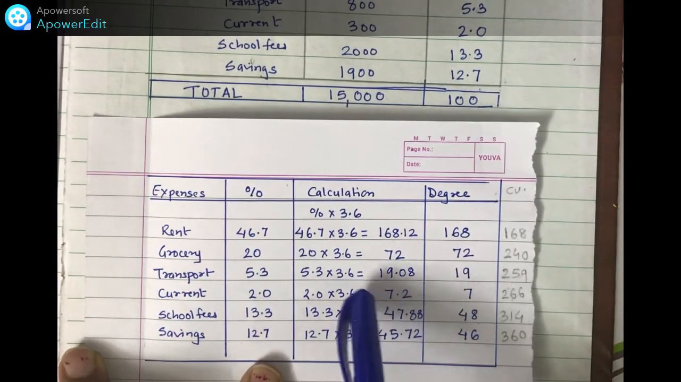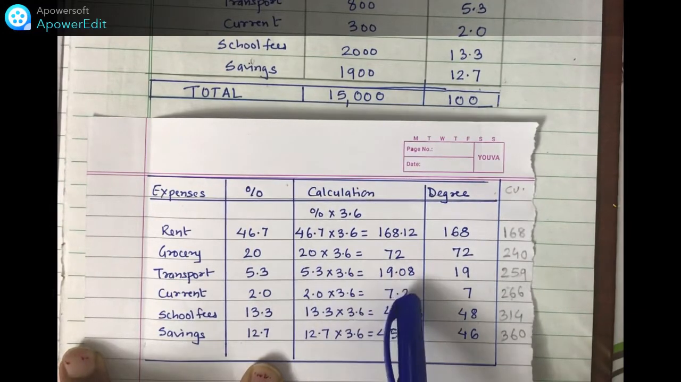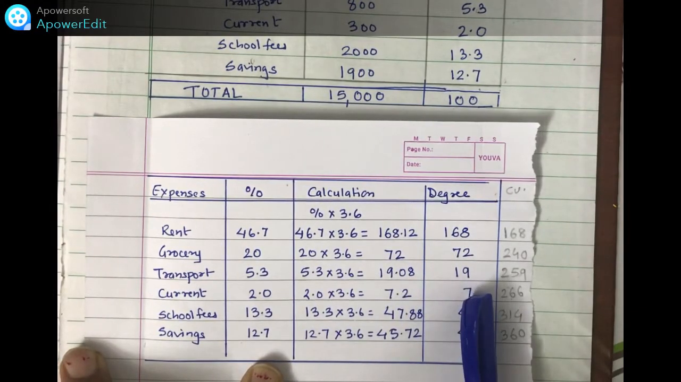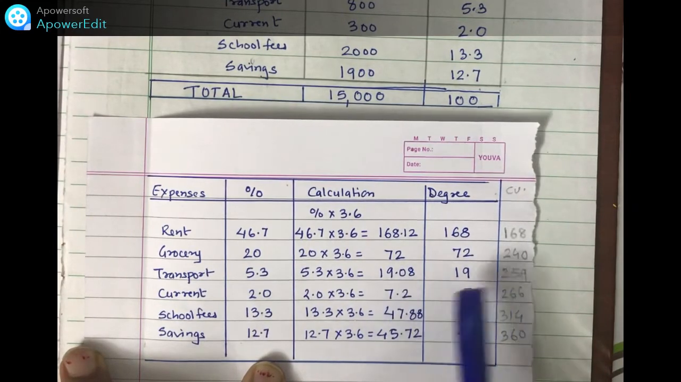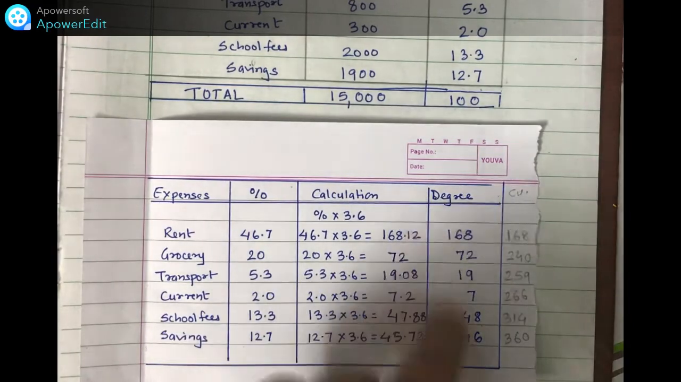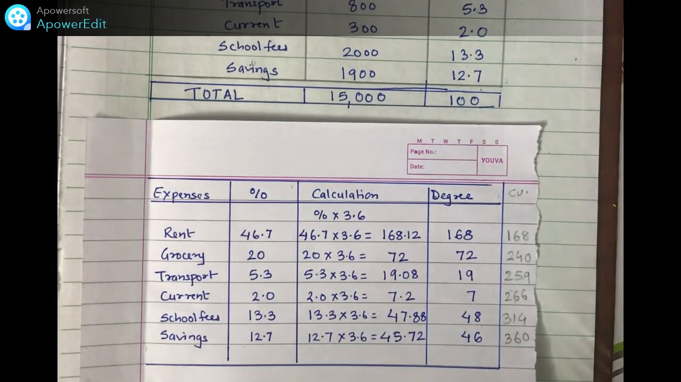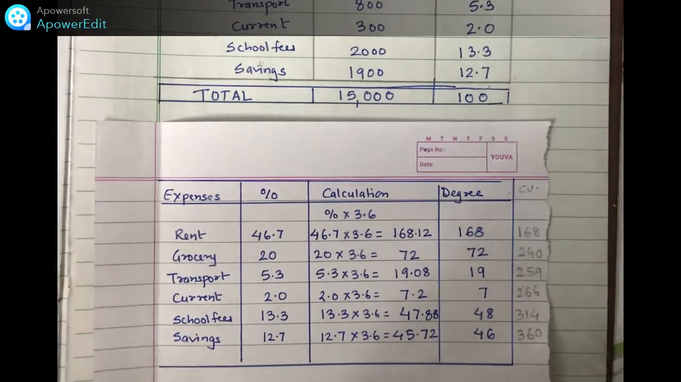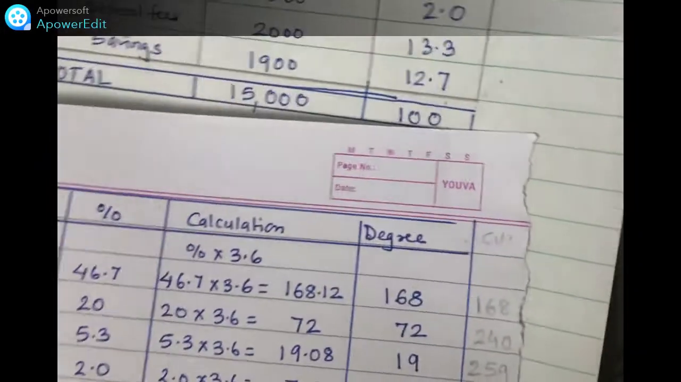As I told you, the value for 5.3 into 3.6 was 19.08. We round it up to 19. 7.2 we round it up to 7. 47.88 it goes to 48. 45.72 it goes to 46. So now you know what are the degrees that you will have to plot for the respective categories. Now for actual plotting of these values, you will require a plain paper to draw them. So let us draw them.